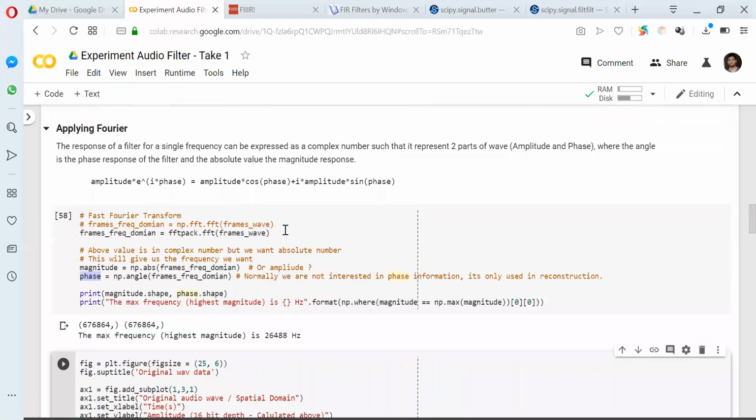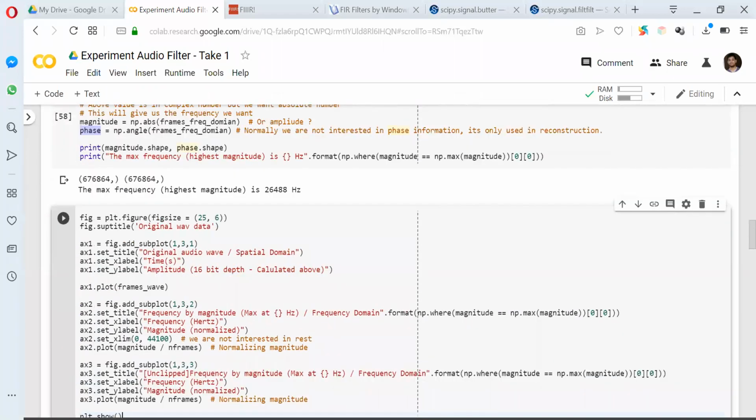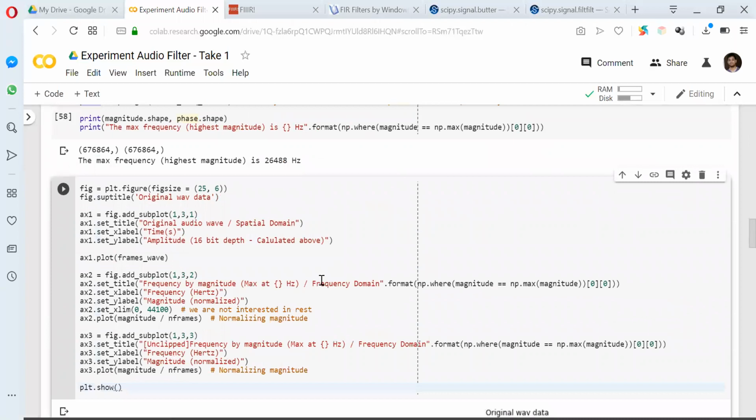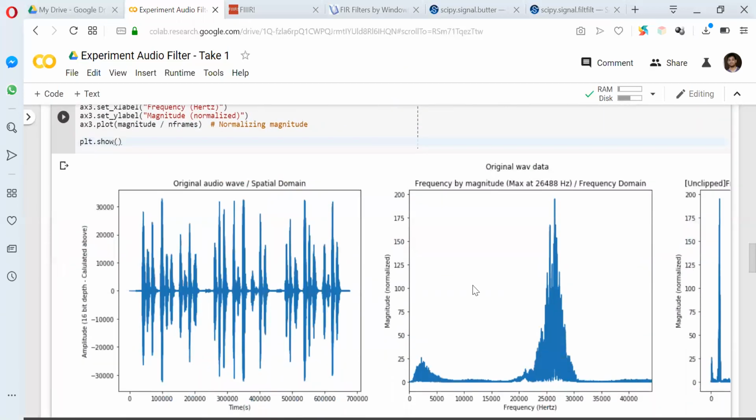It should be on here, like here. So if we take an absolute, np.abs, of this component, what we get is the frequency distribution, like how the frequency is spread across this signal or mp3 file. So this is the time domain data, and this is the frequency domain data.